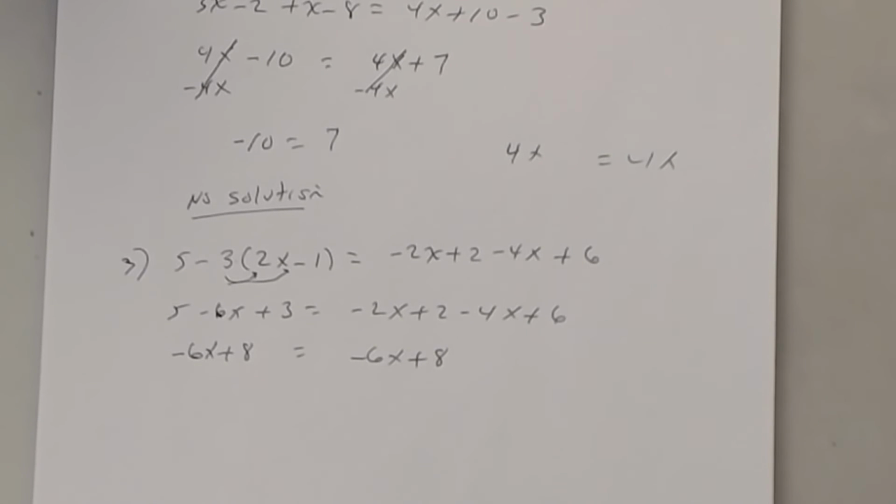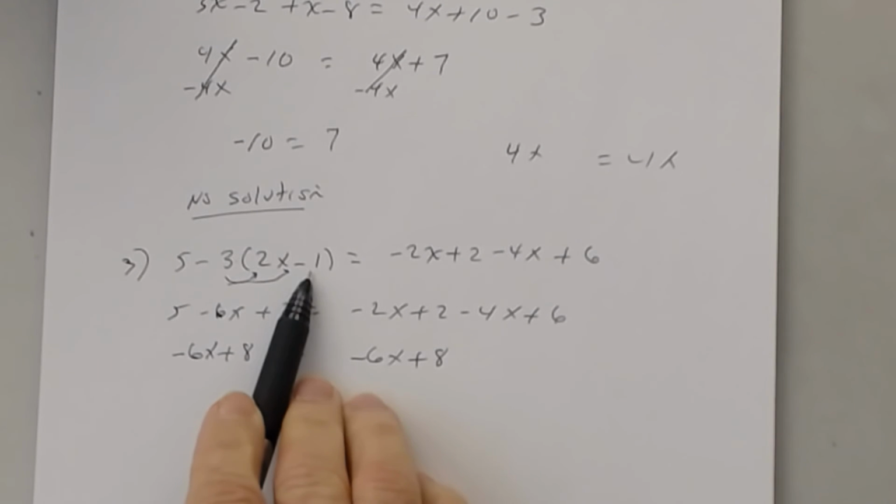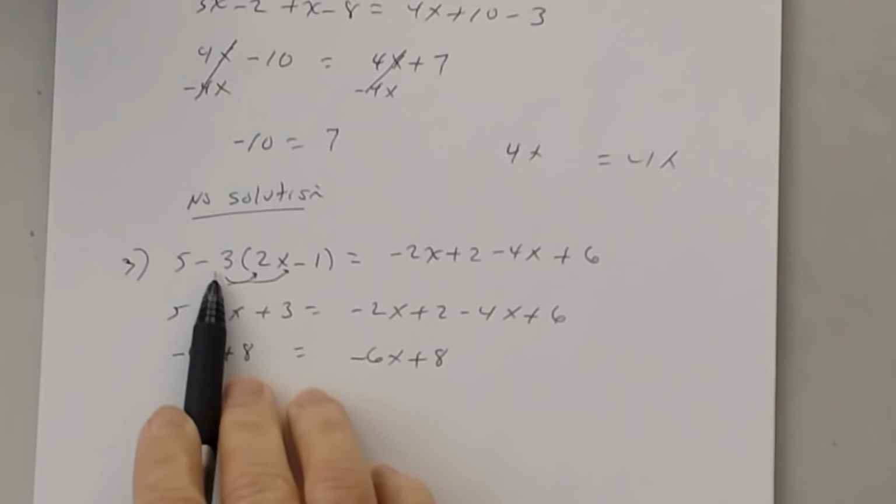When you do the distributive property, -3 times a -1 is a 3. Yeah, keep the sign. Okay.